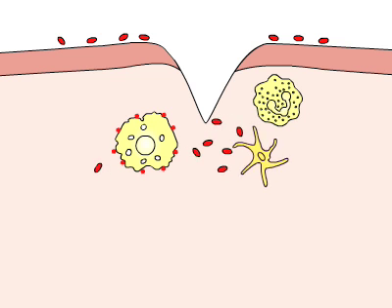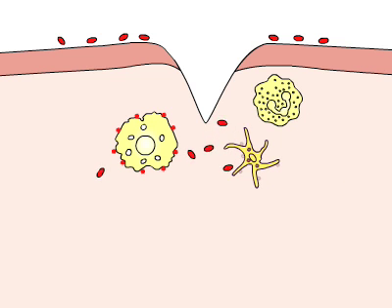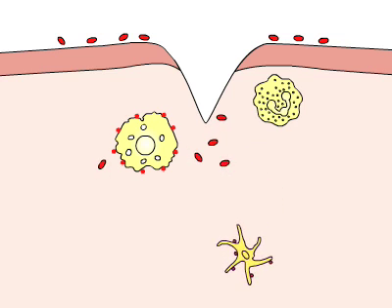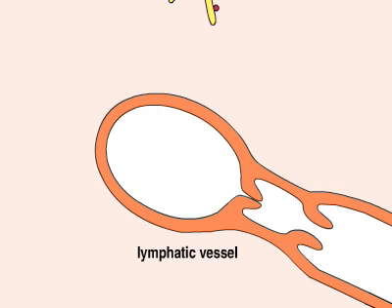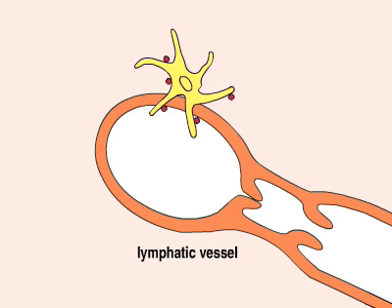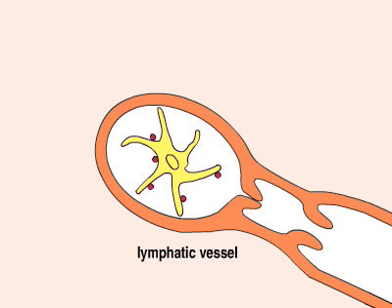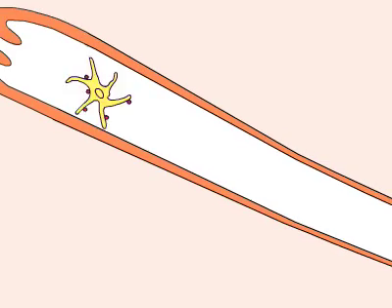Dendritic cells are also phagocytic and are activated by binding pathogens to leave the site of infection and migrate to a lymph node. The migrating dendritic cells enter the lymphatic vessels and are collected in a draining lymph node.